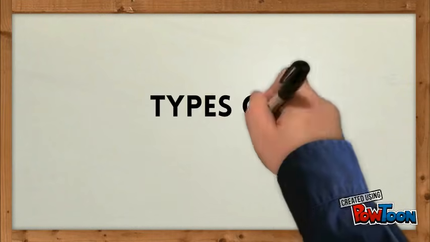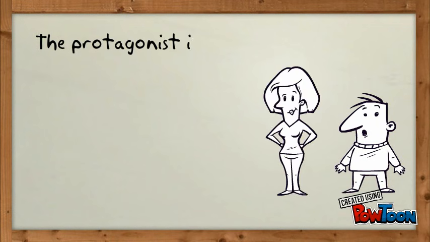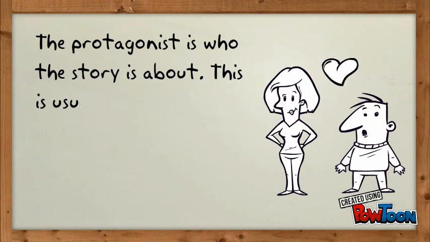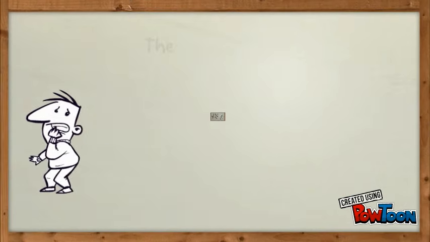Today we're talking about types of characters. First, we have the protagonist. This is who the story is about. It's usually the good guy or the person you're most interested in.